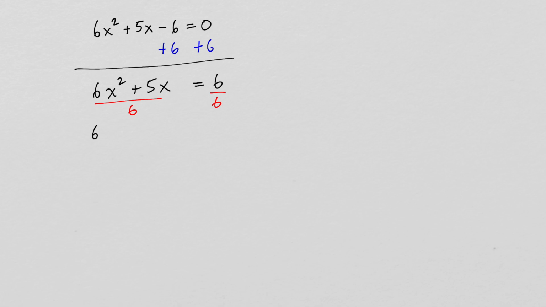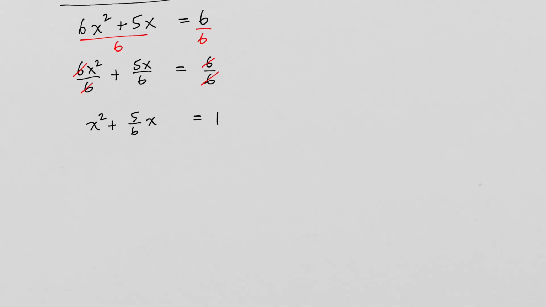So what that does is it gives us 6x squared divided by 6 and 5x divided by 6. And then, of course, on the other side, 6 divided by 6. So we get a little cancellation here. We get a little cancellation here. So that gives us x squared plus 5/6 times x is equal to 1. All right. Now I have a 1x squared, so now I'm ready to complete the square.